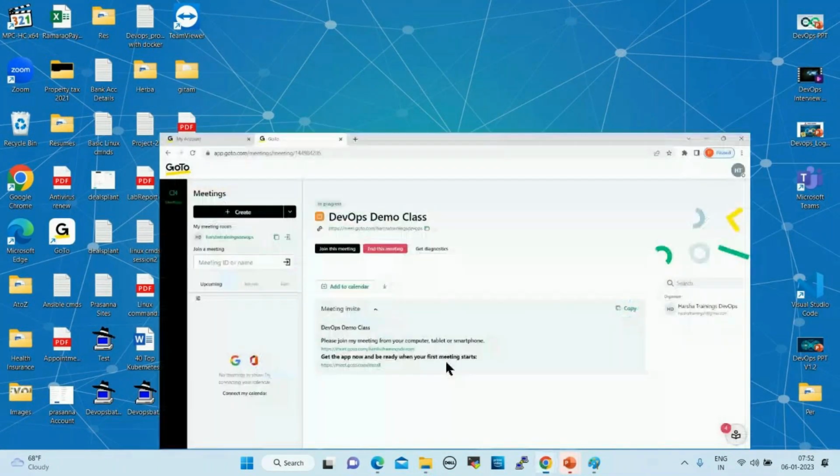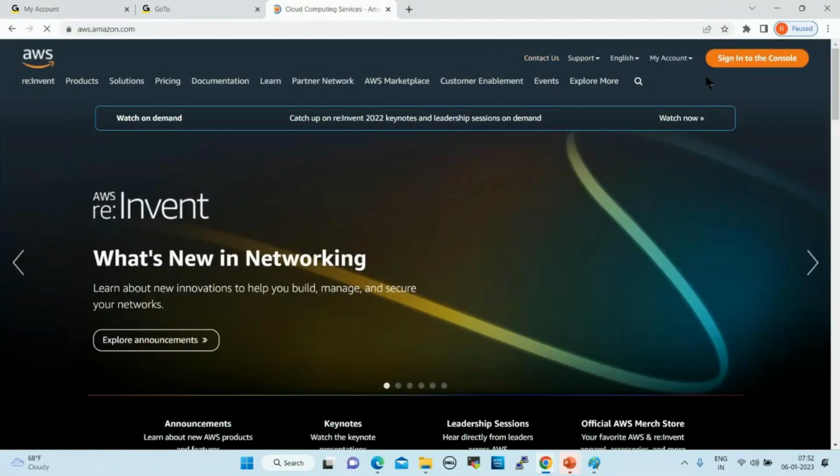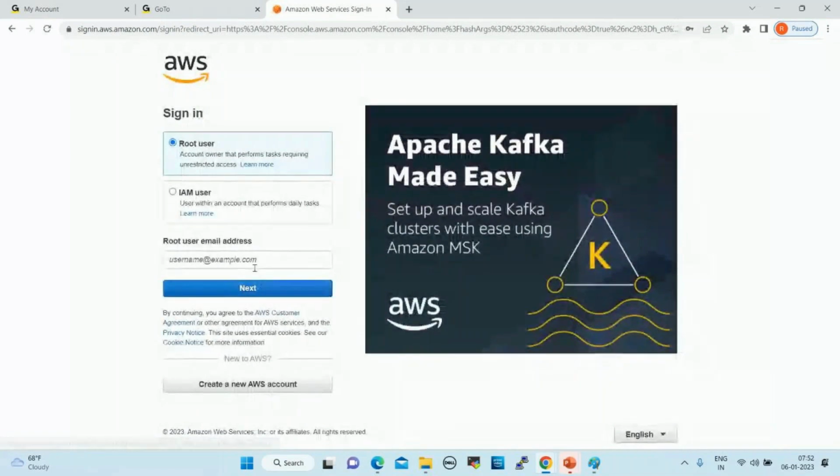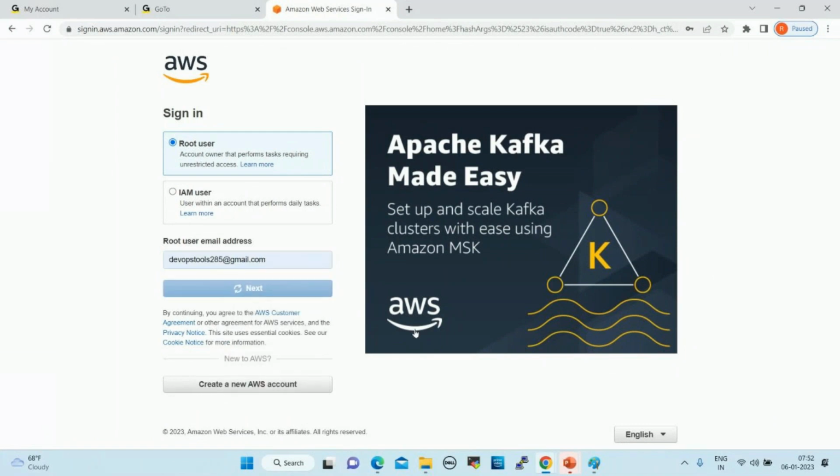So I'll show you something like this is the AWS platform. So how to log in, how to connect, what are the services available? We'll see that practically. I just wanted to show you this platform.